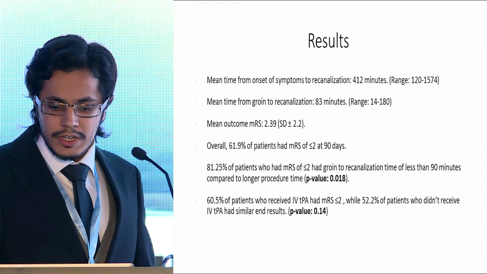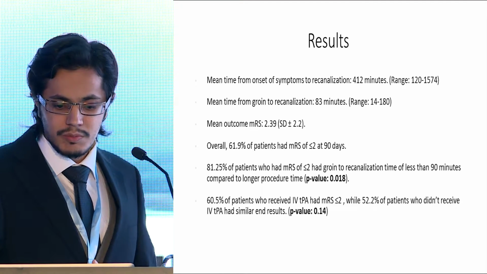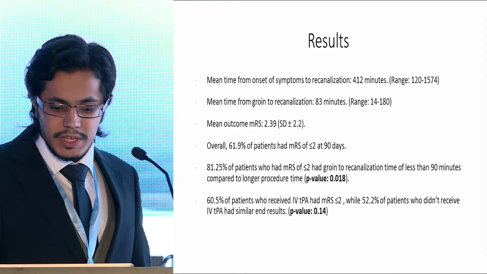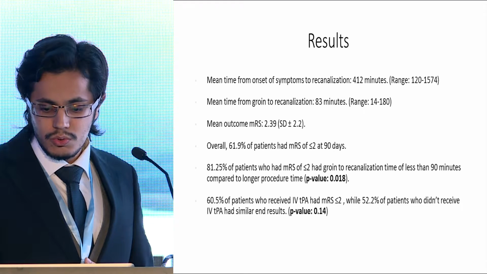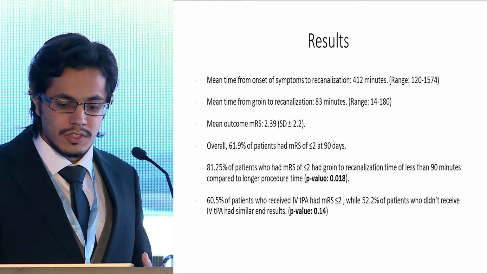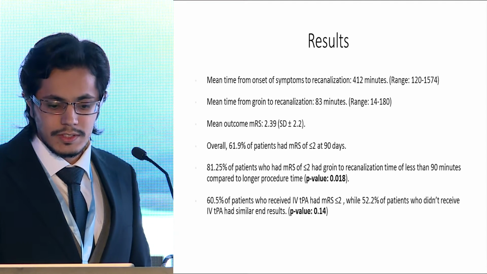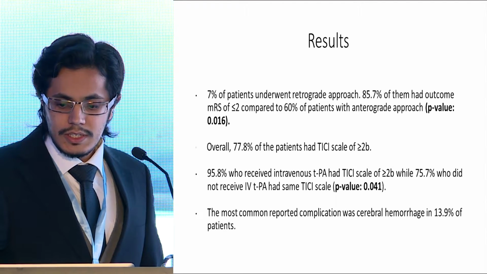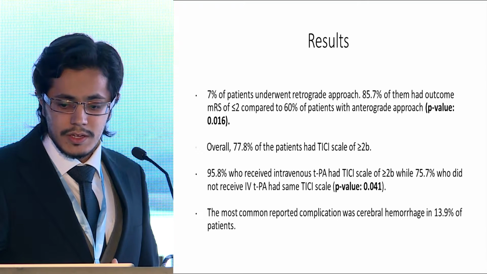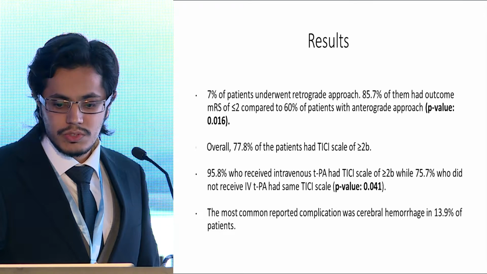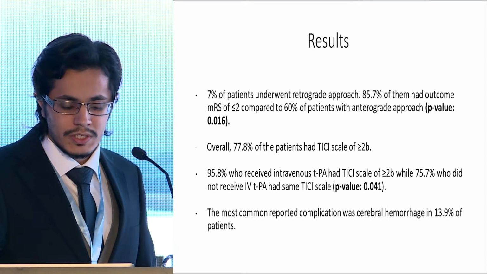81% of patients with a groin to recanalization time of less than 90 minutes had a modified Rankin scale less than or equal to 2, compared to only 50% with longer procedure time. 60.5% of patients who received tPA had a modified Rankin scale less than or equal to 2, while only 52% of patients who did not receive tPA had similar results, but it was statistically insignificant. Although only 7% of patients underwent the retrograde approach, 85.7% of them had a modified Rankin scale of less than or equal to 2, compared to only 60% of patients with the anterograde approach.